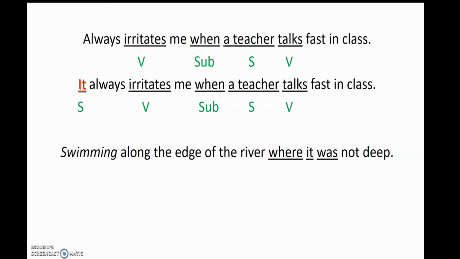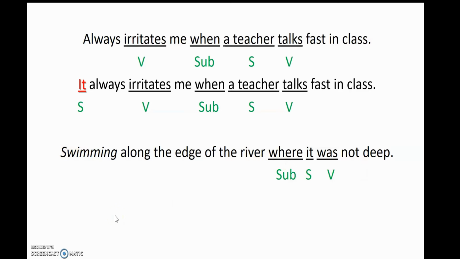"Swimming along the edge of the river where it was not deep." Again, let's take a look what's going on here. We have a subordinated where, we have a subject and a verb where it was not deep. So that's your dependent clause. And what's going on in here? Swimming along. Swimming here is not a verb because it's missing the verb to be. And there is no subject here. There's no subject, there's no verb. We only have one dependent clause with something attached to it.